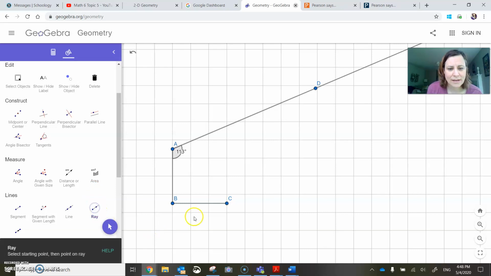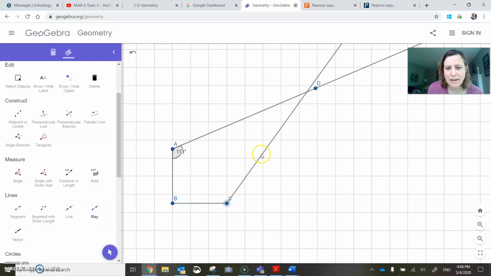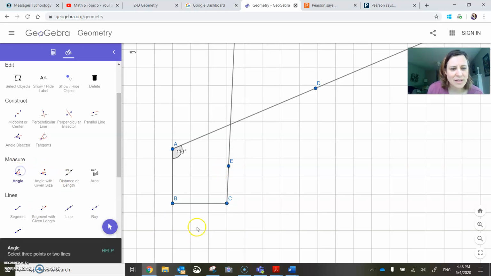And my next ray is going to start at C, and it's going to go this direction, and I really want this angle to open up 113 degrees, so I'm just going to put it somewhere for now. I'm just going to put it there. I'm going to measure that angle.